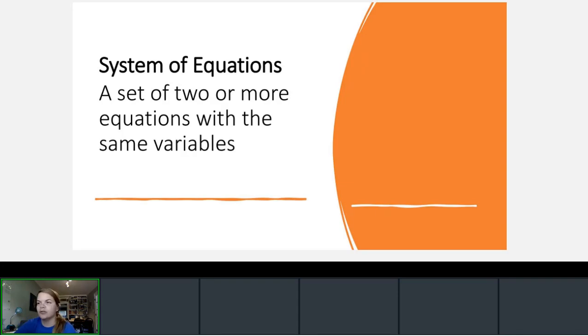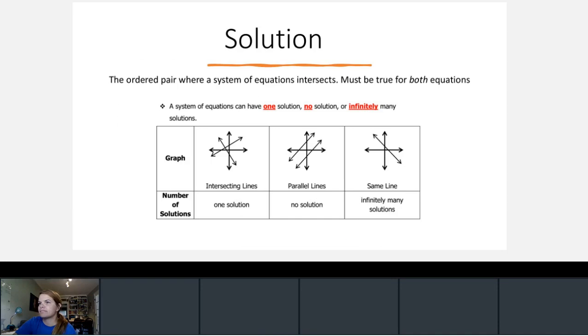So the big thing that's new in this unit that we're going to focus on is systems of equations. This is going to be a set of 2 or more equations with the same variables. So we're talking x and y. Sometimes in an application problem you might have G or J for jars, but they have the same variables. What we're trying to do with systems of equations is find a solution. That's normally what they want us to do.